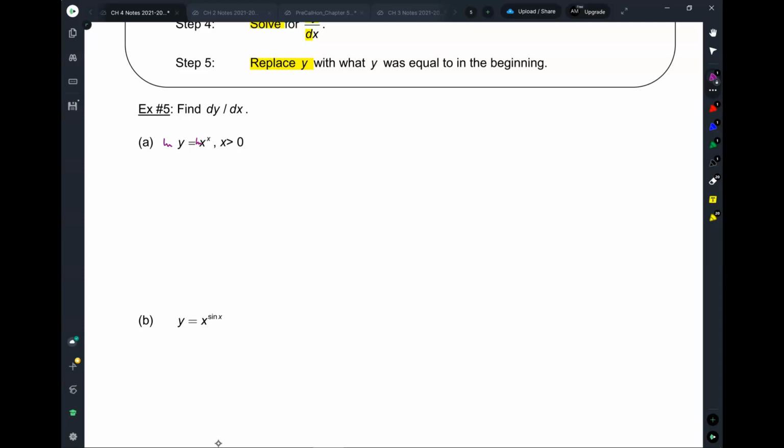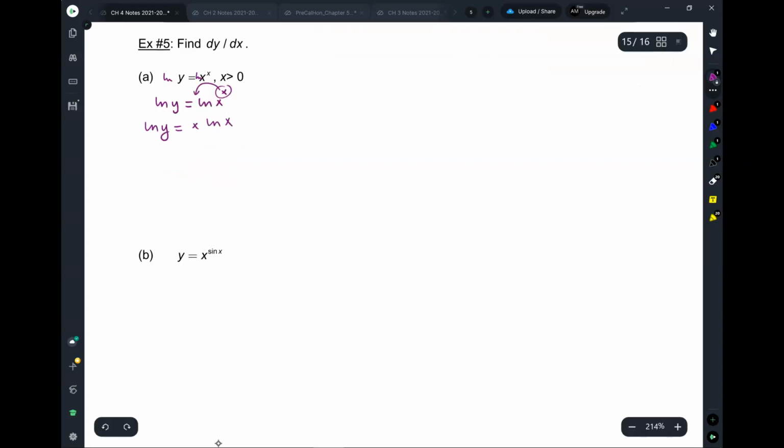Okay. So here I have ln of y equals ln of x to the x. I took ln of both sides. I haven't even done any math yet. This x comes down. That's a property in algebra. So ln of y is x ln of x. That's step 2. Now comes the calculus part. I need to do a derivative. Okay, so I need to do d dx.